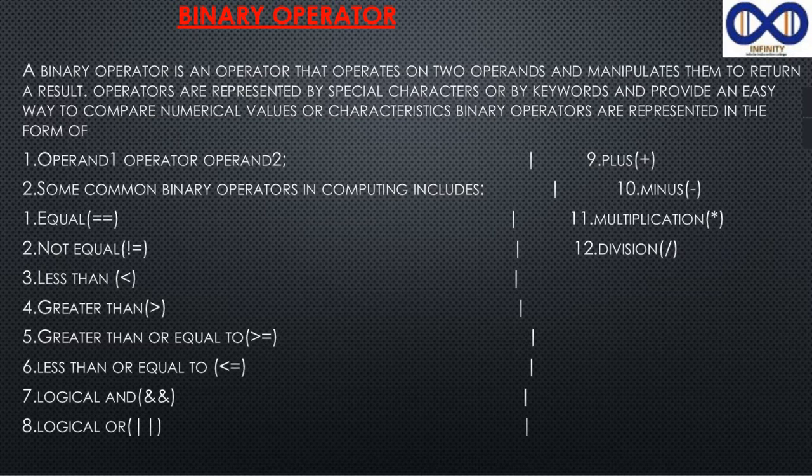Some common binary operators in computing include equal, not equal, less than, greater than or equal to. You can see the signs I have already given in brackets. Also less than or equal to, logical AND, logical OR, plus, minus, multiplication and division.